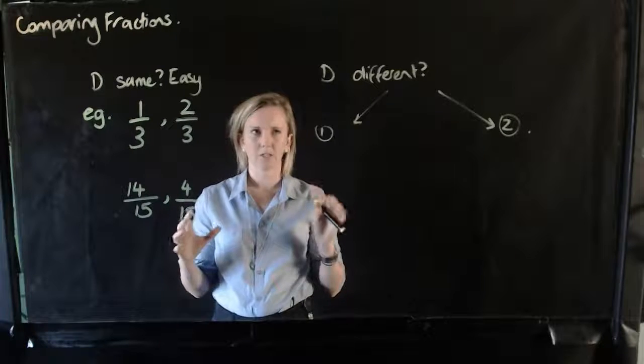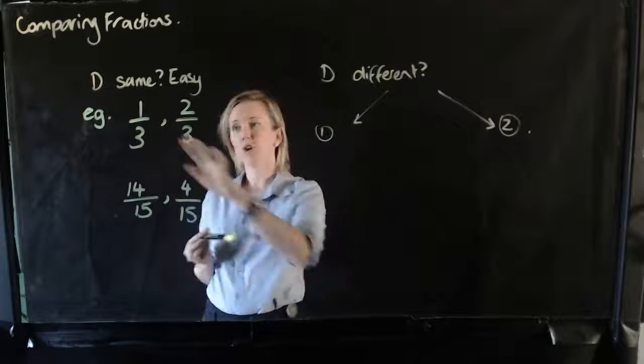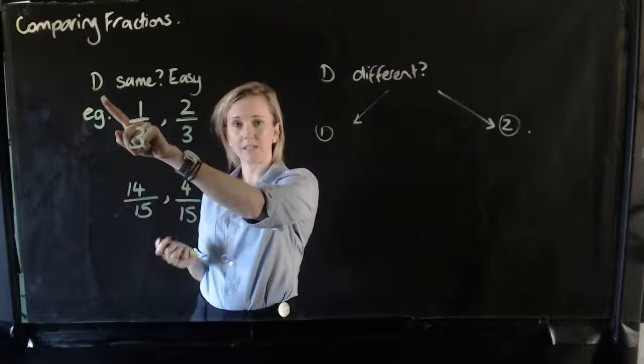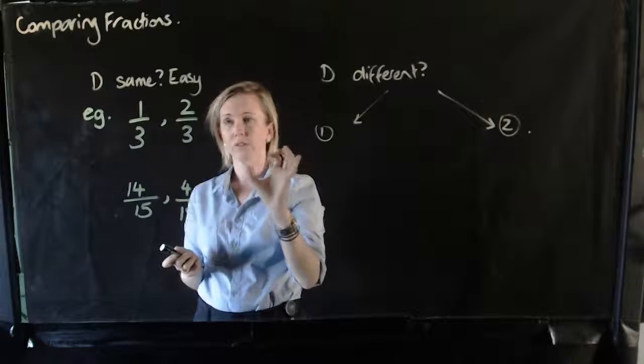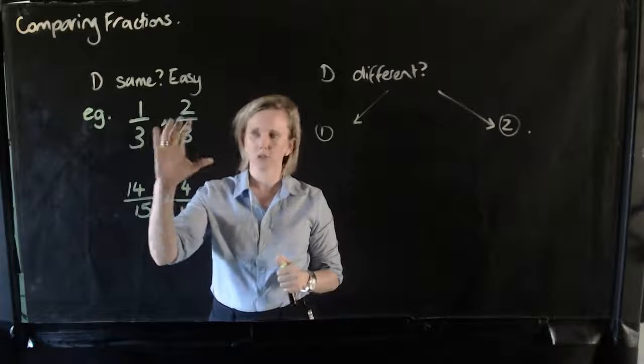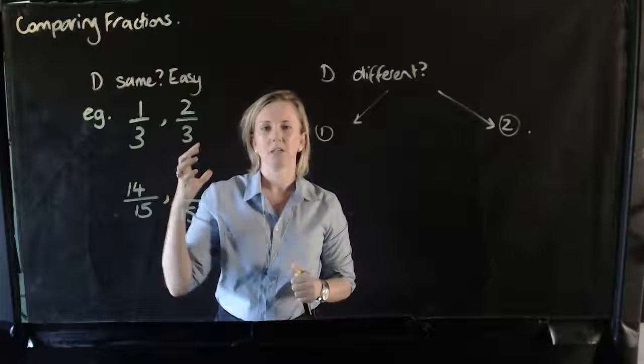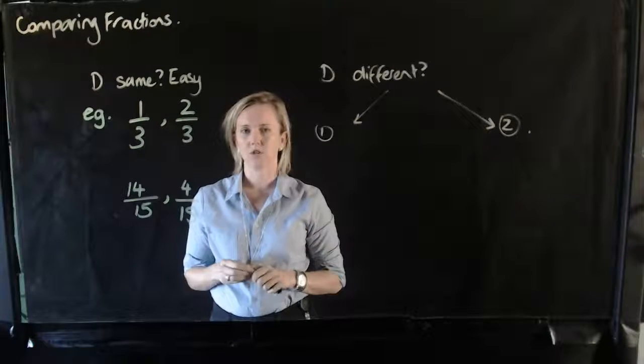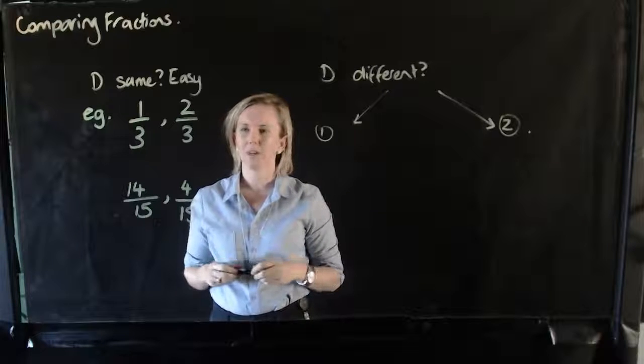And there's a couple of different things you've got to remember. Okay, so if the denominator in the fractions is exactly the same for all of the fractions, then it's very easy. All you need to do is look at the numerator and see which one you need to choose, the largest or smallest.